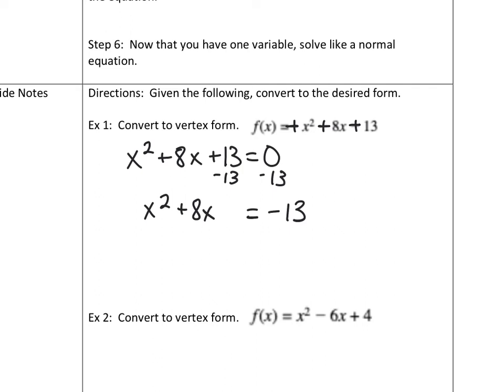Now, on this left side, I want that to factor, and I want it to factor really nicely. So I'm going to take my x, that's going to be my first term. My b value, this term right here, divide that by 2. So a positive 8 divided by 2 is what? 4. Write that right there.